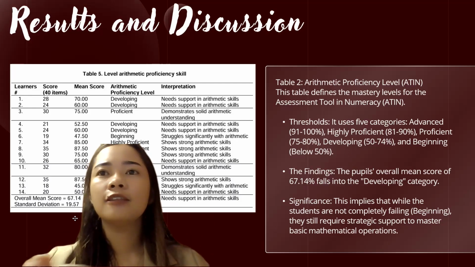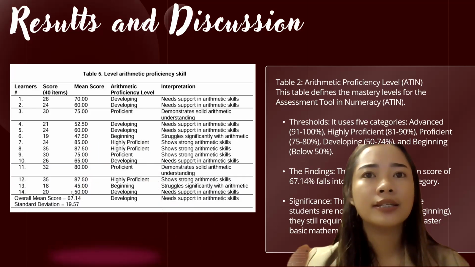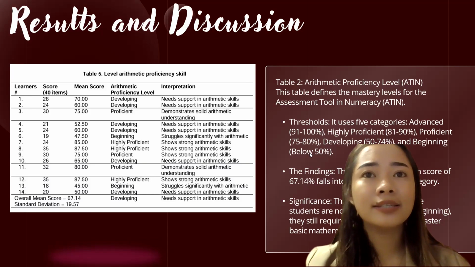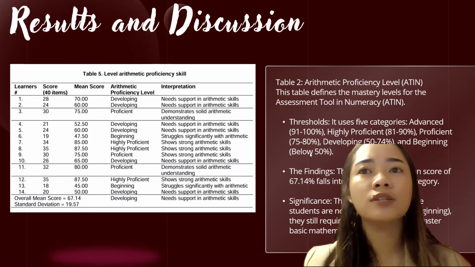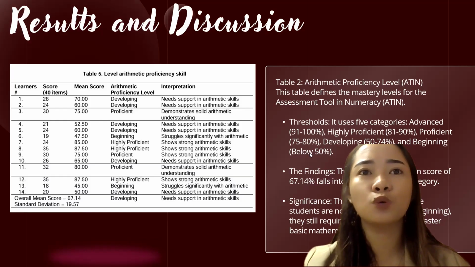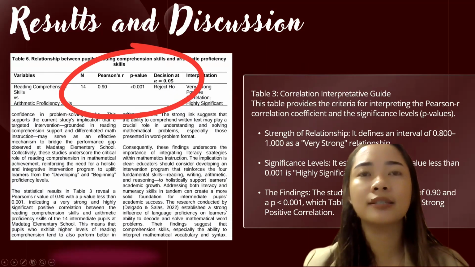And the findings, the pupils' overall mean score is 67.14. So the majority of the students are at the developing level. This implies that while the students are not completely failing, they still require strategic support to master basic mathematical operations. This part is also clear and complete. Next, let's try to check table 6.